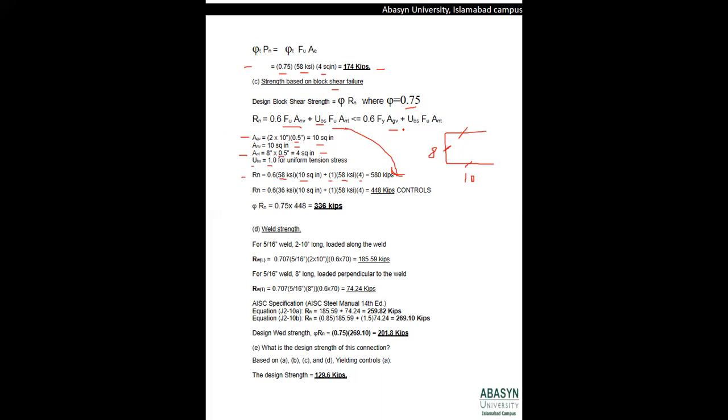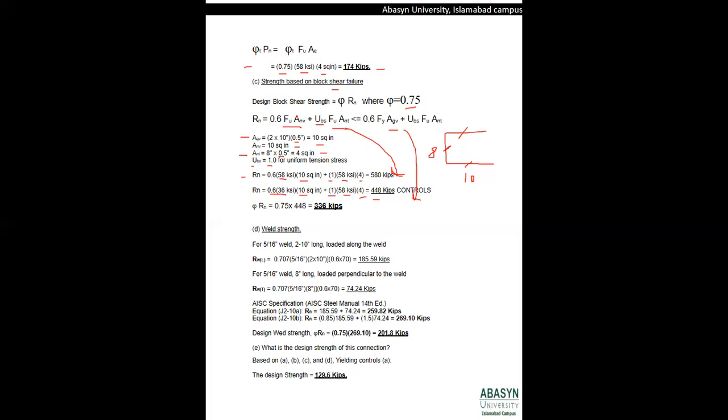Hence, we apply the second part of the equation. Rn is equal to 0.6 times Fy, which is 36 ksi, times Agv, whose value is 10 square inches, plus 1 times Fu, again 58 ksi, times Ant, the transverse area, which is 4 square inches. After simplification, its value comes out to be 448 kips.